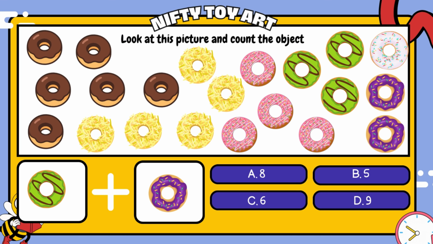I want to take all the green tea donut plus the blueberry donut. So what is the total number of donuts? That's right, 5 donuts.